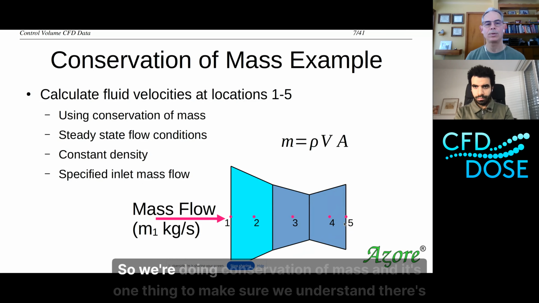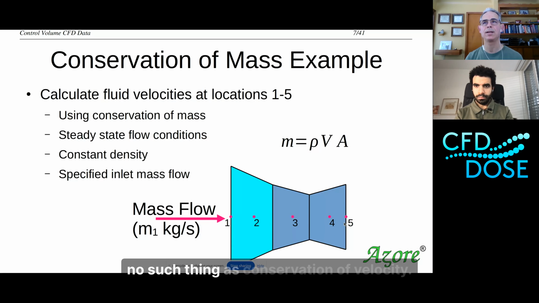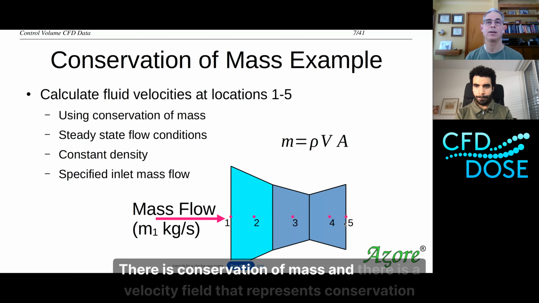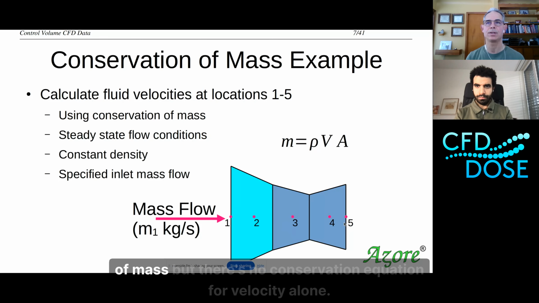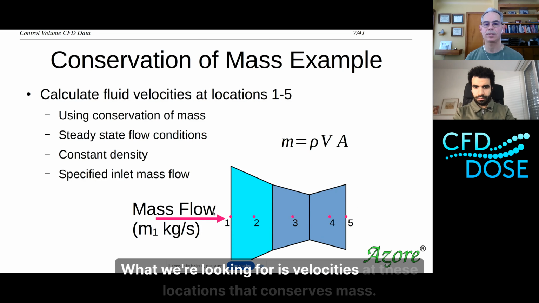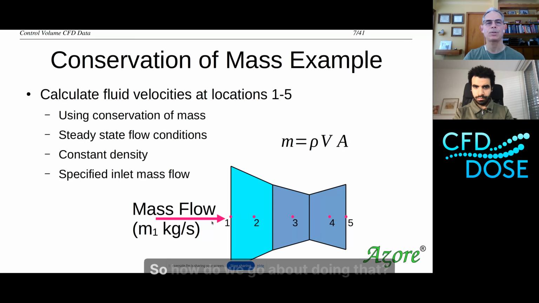So we're doing conservation of mass, and one thing to make sure we understand is there's no such thing as conservation of velocity. There is conservation of mass, and there is a velocity field that represents conservation of mass, but there's no conservation equation for velocity alone. What we're looking for is velocities at these locations that conserve mass. So how do we go about doing that?